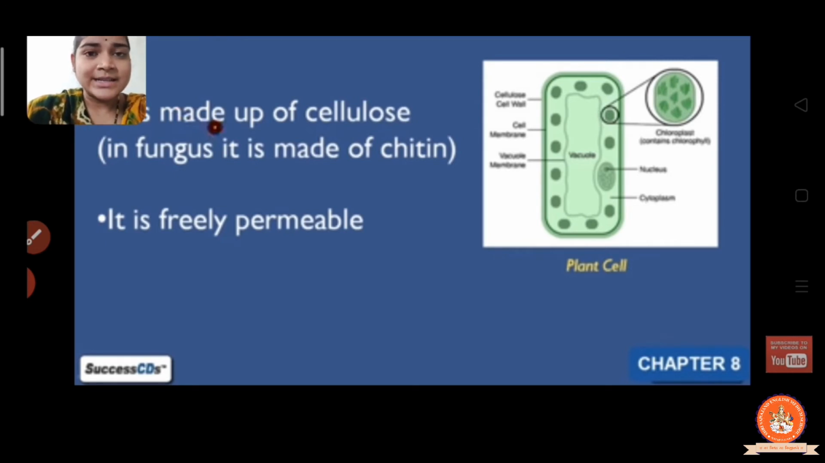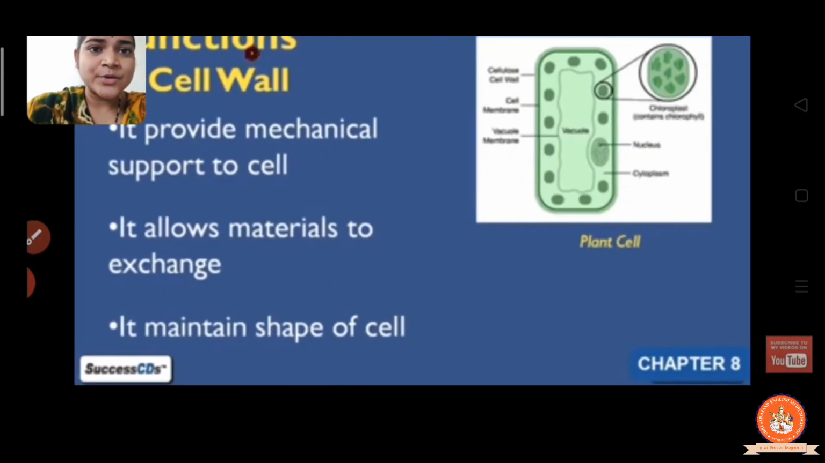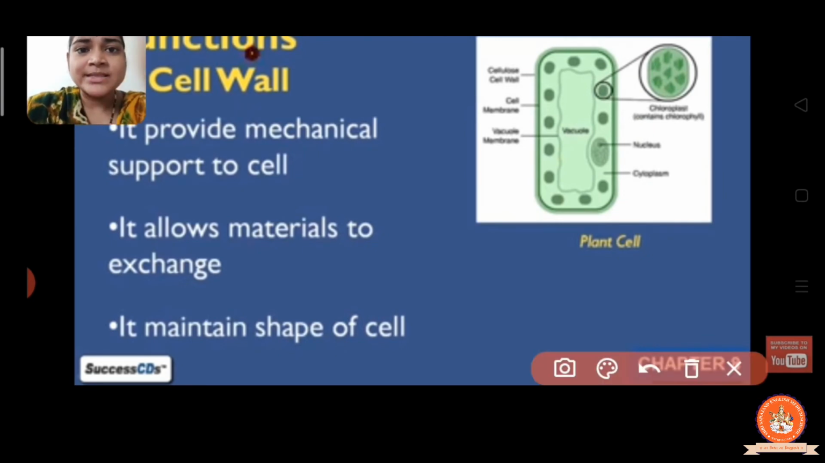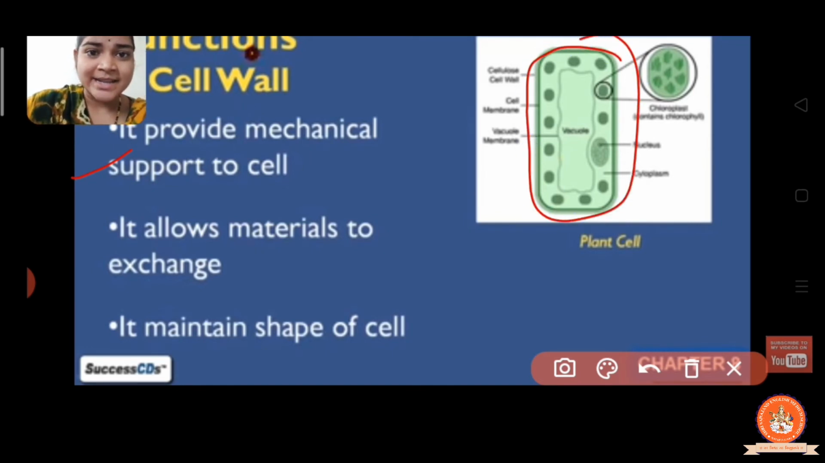Now let us see the function of the cell wall. Here the function is given to you. It provides mechanical support to the cell. It protects the cell. It allows materials to exchange. As I told you, it is freely permeable, which allows materials to pass through the cell wall, and it maintains the shape of the cell.